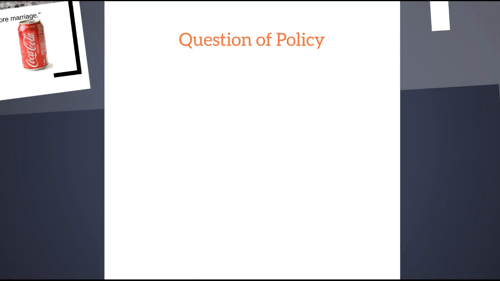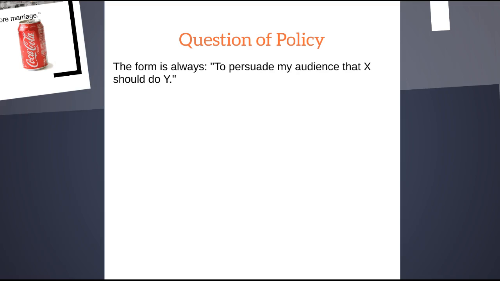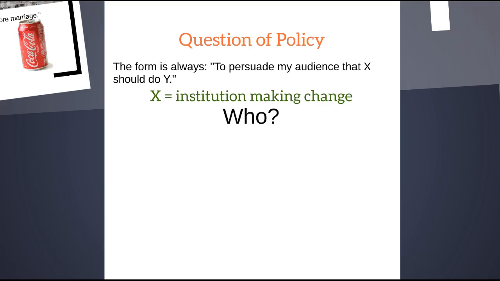Now the last one, question of policy, is a little bit more complicated than the other two. The topics have to be written in this way. To persuade my audience. Now that actually goes for any persuasive topic. Question of fact, question of value, and question of policy will always have to start with persuade my audience. It's the second part that's important to pay attention to here. X should do Y. So when we talk about that, X is the institution making the change, aka who, right? Who's actually going to be doing this, and Y is the change, the what.